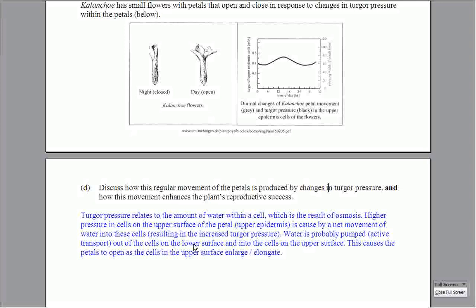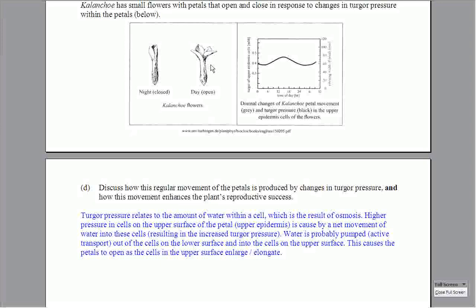Alright, so if you remember when we did tropisms and how you get that directional growth or movement, you get cells that are larger or elongate on one side of the shoot or the root, causing it to bend in a certain direction. And we've got the same principle here. So the cells on the upper surface are going to be enlarged, while the cells on the lower surface are going to shrink slightly.